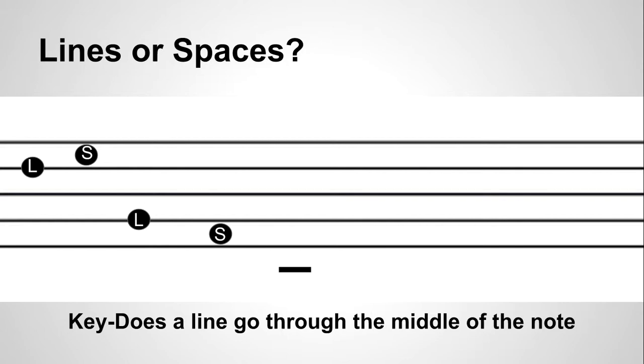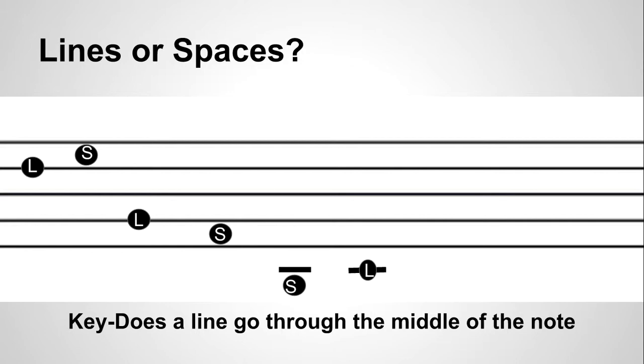What about when we have notes that are below the staff? We add this line here. That's called the ledger line. So now, when we're using the ledger line, let's look at a note that has to do with a ledger line. Is there a line going through the middle of that? No, there isn't. Therefore, it's on a space. How about this one? Is there a line going through the middle of it? Yes, there is. Therefore, it's on a line.